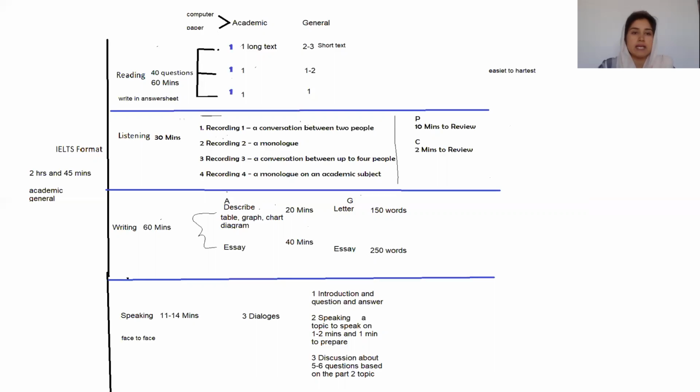So in reading, there are 60 minutes. You have to solve 40 questions in this time. And there are three parts in academic tests, which are three long texts, and every one of them has about 12 to 14 questions. In the general test, though, there are 2 to 3 short texts in the first part, 1 to 2 texts in the second, and one longer one in the last one. Just remember that the first text is the easiest and the last one is the hardest. It's going to get harder and harder.